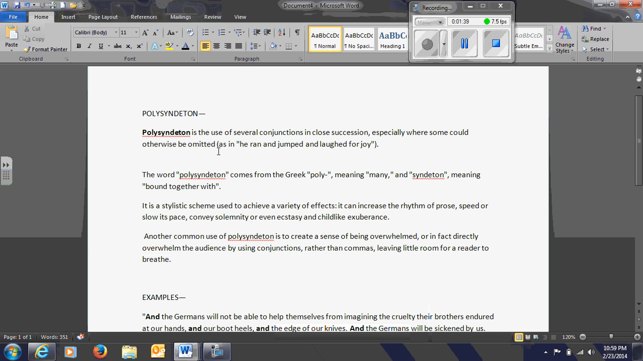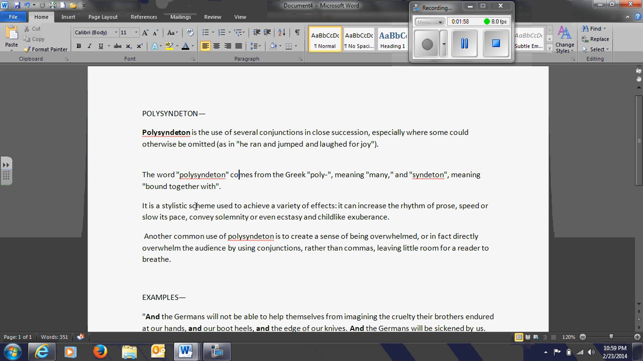Polysyndeton does several things. Again, you're going to notice lots of conjunctions, as we see here in this definition. It comes from the Greek poly, meaning many. You think of polytheistic, many gods, and syndeton also means bound together with joining. It does several things.